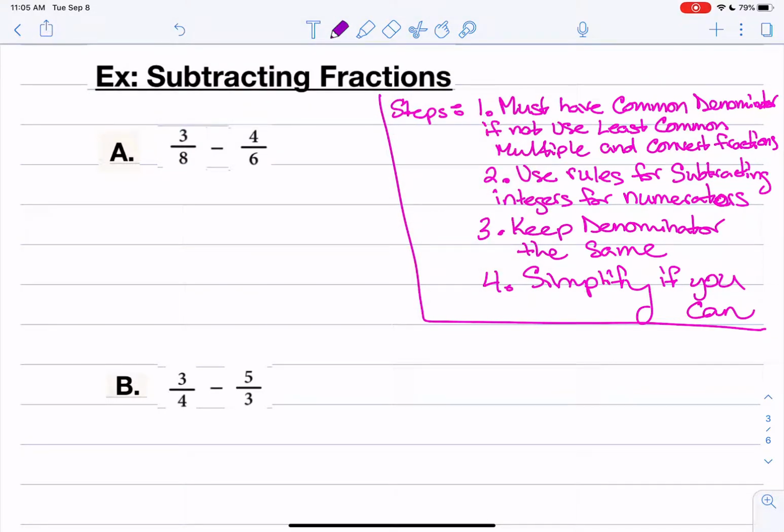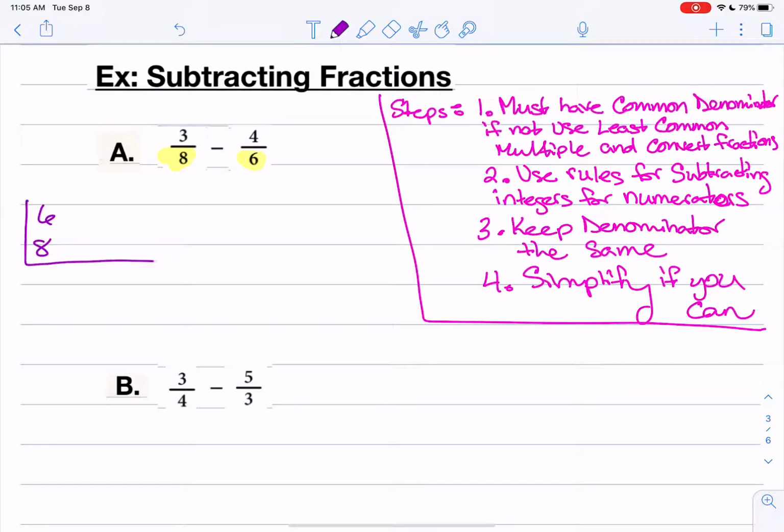So we have 3/8 minus 4/6. The first thing I notice is they do not have a common denominator, meaning the bottom numbers are not the same. So I'm going to have to convert these fractions or change them so that they are the same. To do that, I'm going to find the least common multiple, meaning the smallest number that both 8 and 6 multiply into. So I'm going to make my chart.